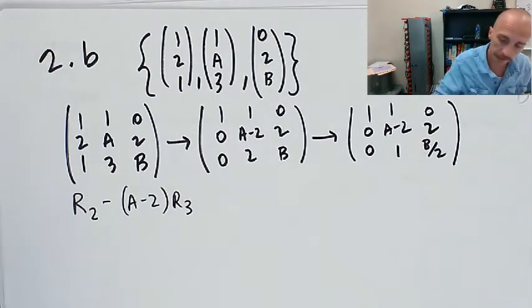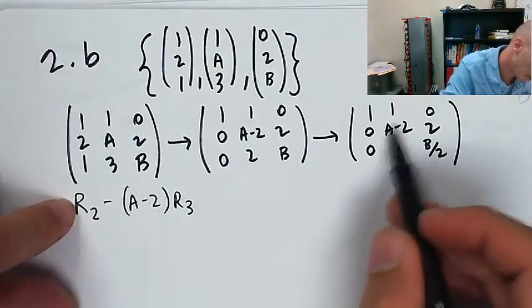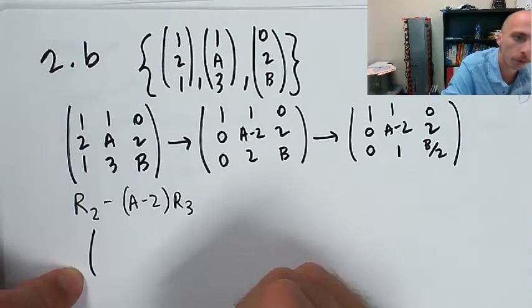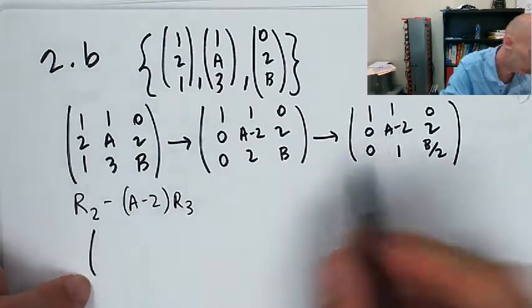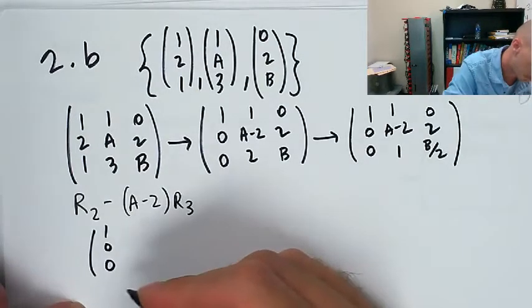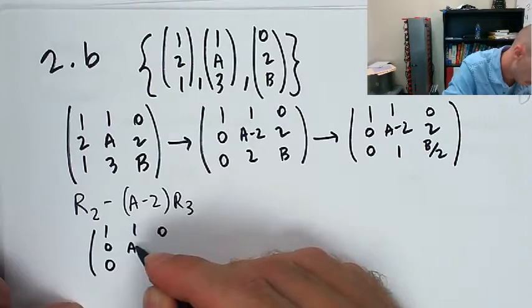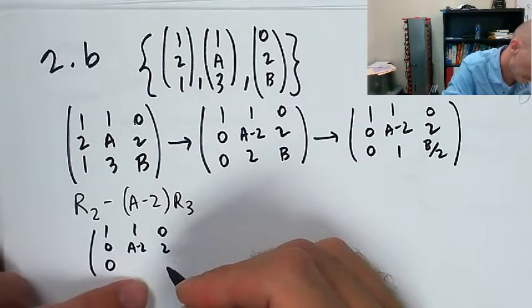Okay. I'm going to do that, and go back to my felt pen, and I'm going to take row 2 and subtract A minus 2 copies of row 3. So that's going to kill that off. So row 2 minus A minus 2 of row 3. Okay, so that's 0, 0, both of those. I think I had a 1 up there, yeah. I'm still having a 1 up here. I'm still having a minus 2 and 2.